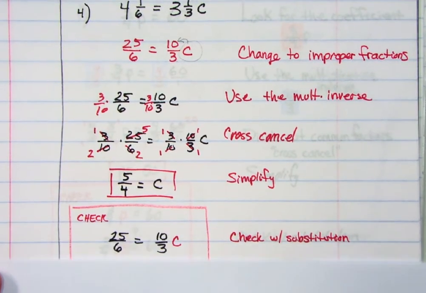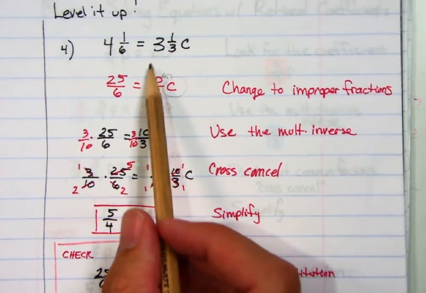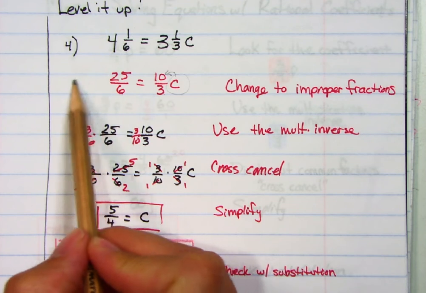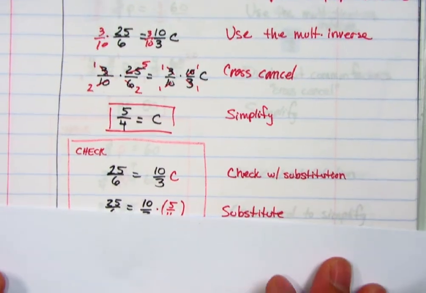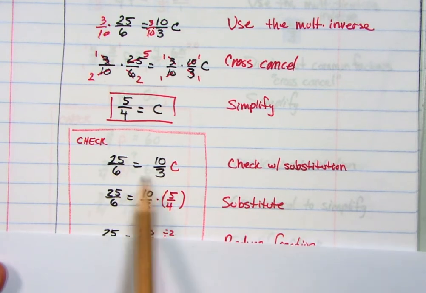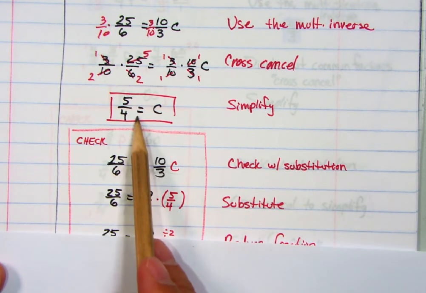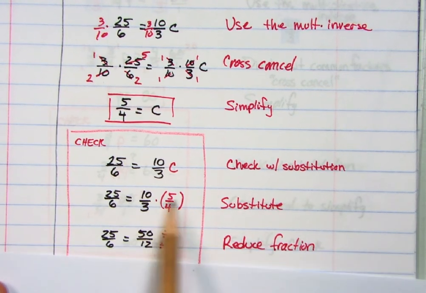I want to check my work. I go back to the original question. Now, I'm not going to use this one. I'm going to go ahead and just use this one. It's the same thing. It's just an improper fraction, just to save myself a step. So here's the original question. I replace the c with what I think it is. So I do that. It's going to be multiplied.